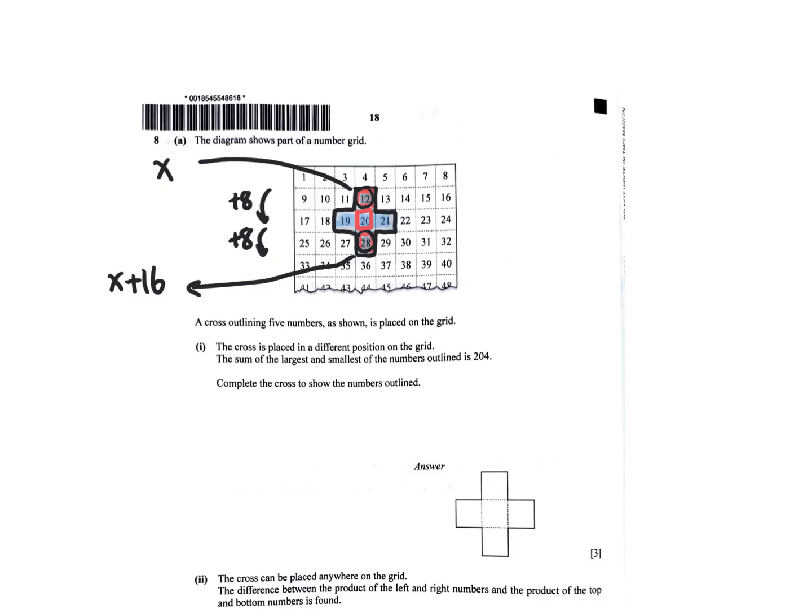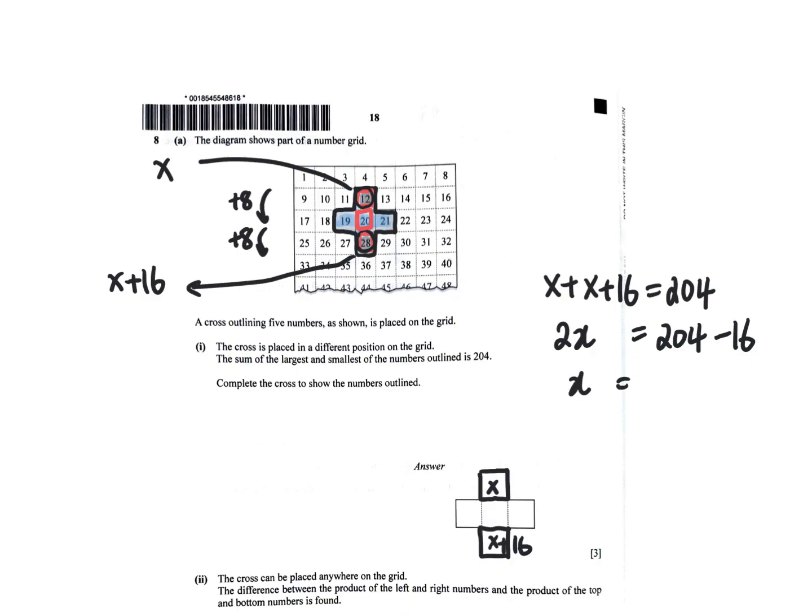Okay, so between this, what they tell me is this x plus the x plus 16 gives me 204. So that is why you need to minus 16, divide by 2. So 204 minus 16 is 188, divided by 2, so it's 94. So I have just concluded that this is 94 and the number below is x plus 16. So 94 plus 16 is 110.